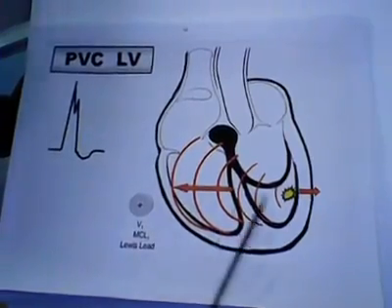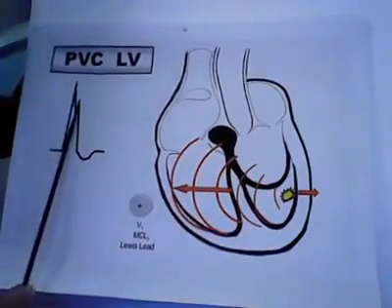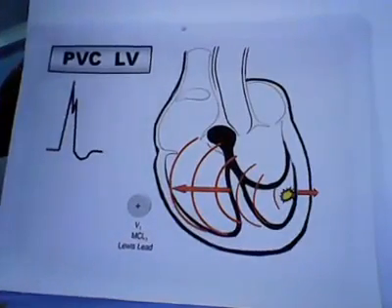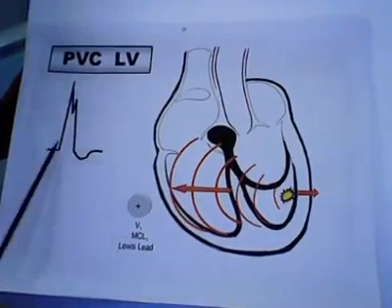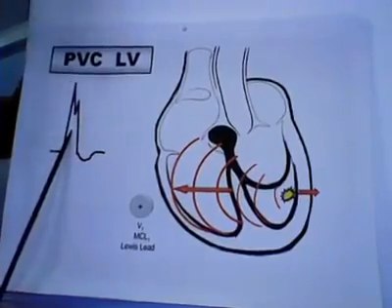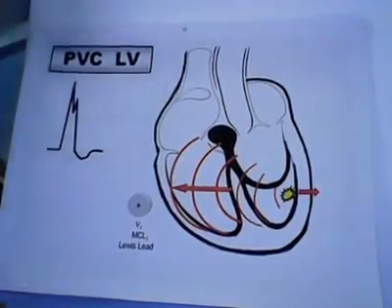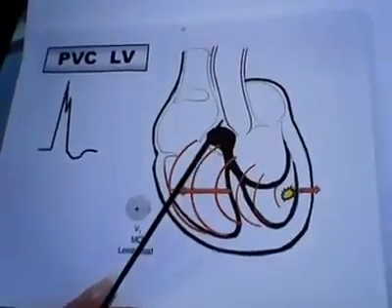But most of the electricity was in this direction, towards the positive sticky, and that's why it's primarily an upright complex. You see, when you have a PVC from the left ventricle, you get a big mountain. When you have big mountain, you have big problem. Big mountain, big problem. Let me show you PVCs from the left ventricle.